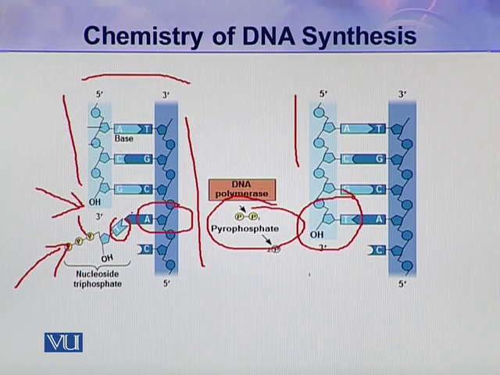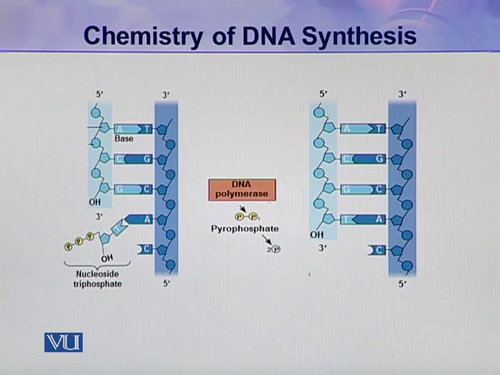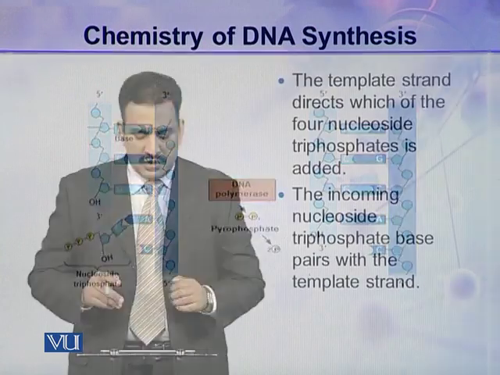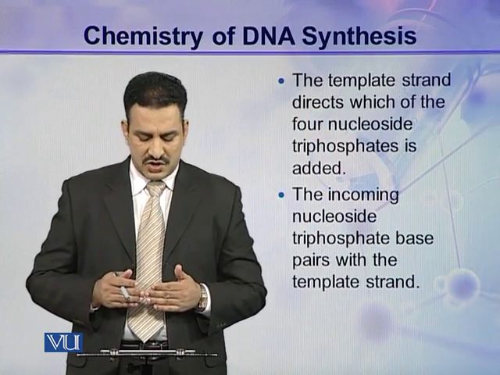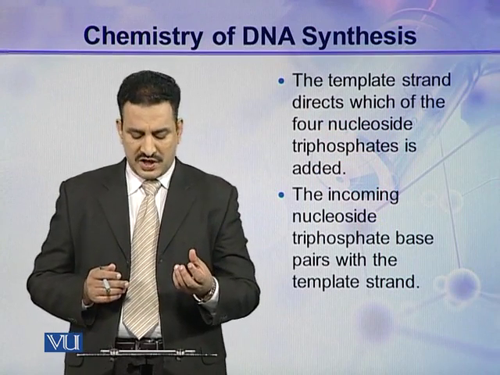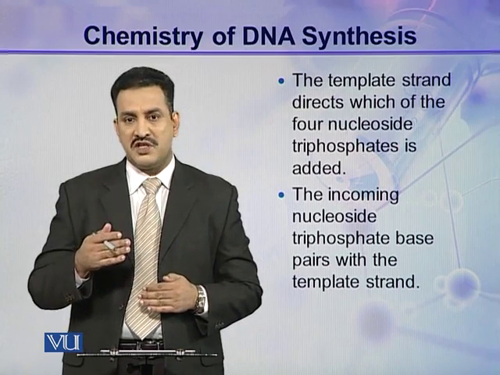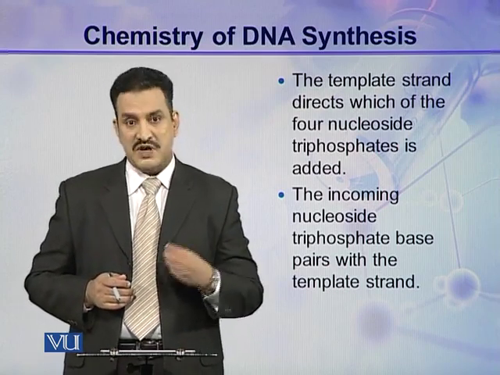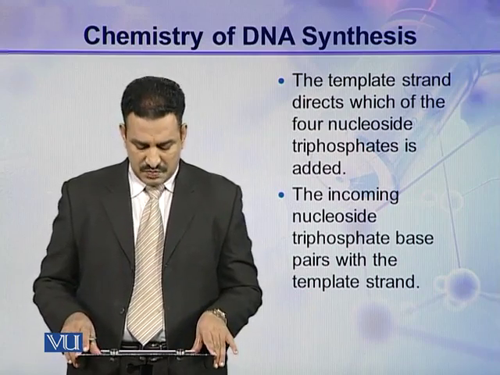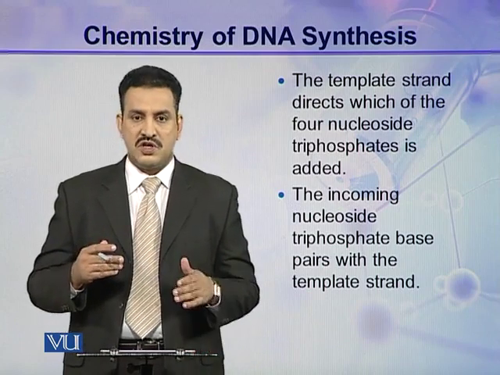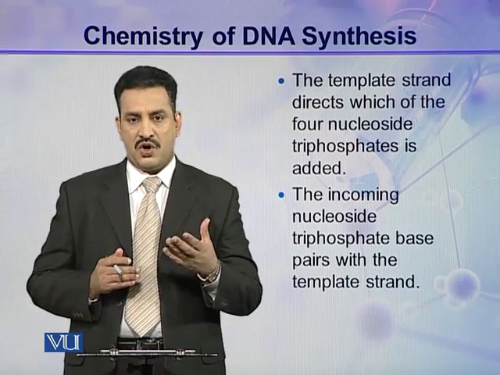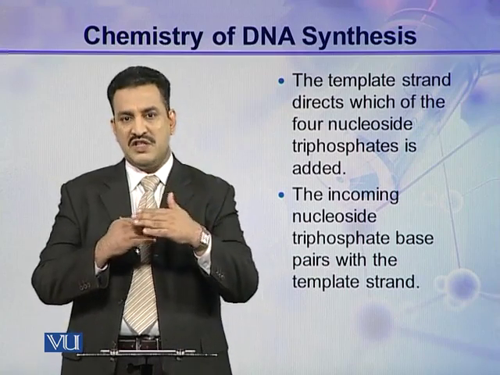Again in the next step another nucleoside triphosphate will come, and again this hydroxyl will attack the alpha phosphate, and the same reaction will be repeated. In this way the primer chain grows and new DNA is synthesized. The template strand directs which of the 4 nucleoside triphosphates is to be added. So the template decides, and not the primer, which type of nucleotide will be added. The incoming nucleoside triphosphate base pairs with the template strand, because it is the template nucleotide which allows the incoming nucleotide to base pair with it.